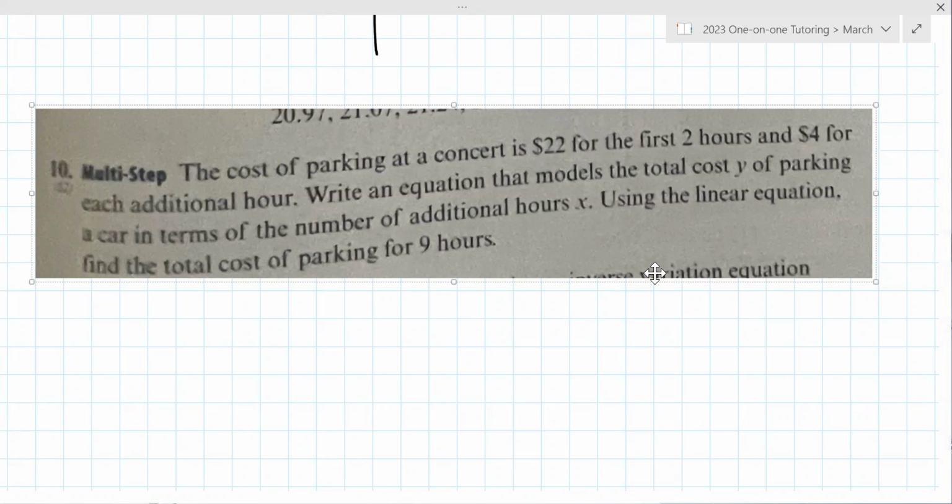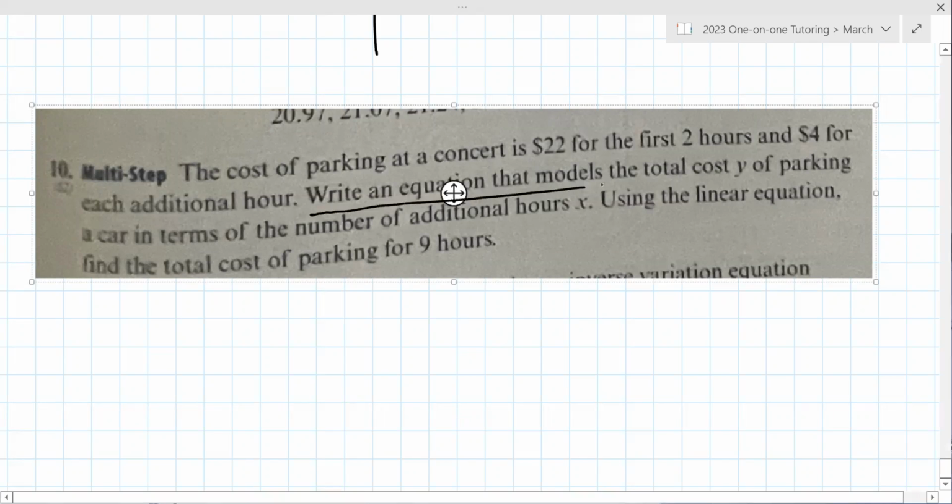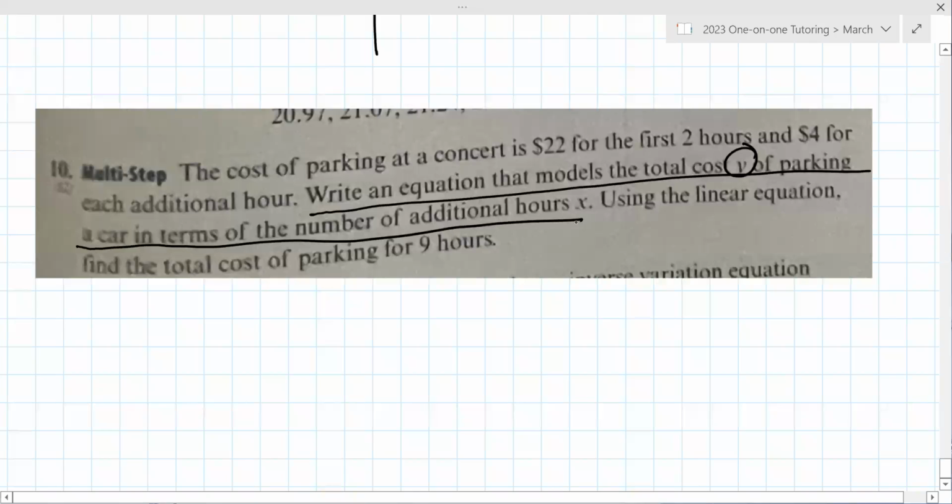Okay, the cost of parking at a concert is $22 for the first 2 hours. It sounds more like the airport, and $4 for each additional hour. Write an equation that models the total cost Y of parking a car in terms of the number of additional hours X. So X represents the additional hours, so you have to be careful here. If X equals 0, that means you've been there 2 hours, and X equals 1 means you've been there 3 hours.